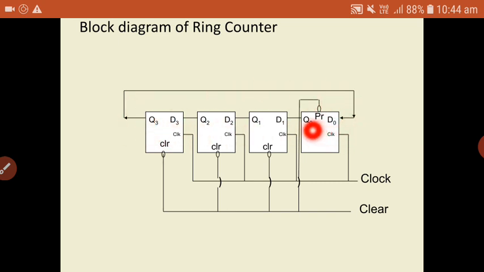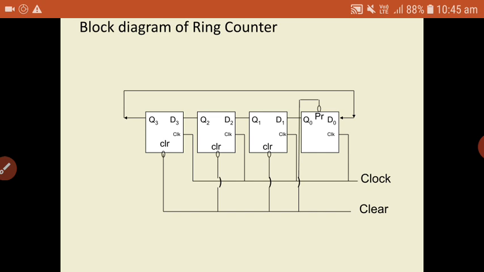So the first flip-flop output is given as input to the second, the second to the third, and the third to the fourth. To complete the ring-like structure, the output of the last flip-flop, that is Q3, is given as input to the first flip-flop. As long as you apply clock pulses to the flip-flops, the outputs keep on being produced. For the initial setting of the outputs, you clear three flip-flops and preset only the first one. So initially the output of the first flip-flop is 1 and the rest are zeros, so that as long as clock pulses are applied, that single high bit keeps transferring from one flip-flop to the next.